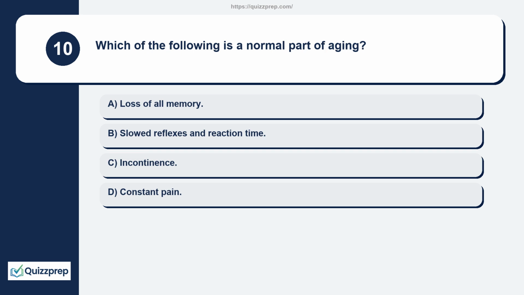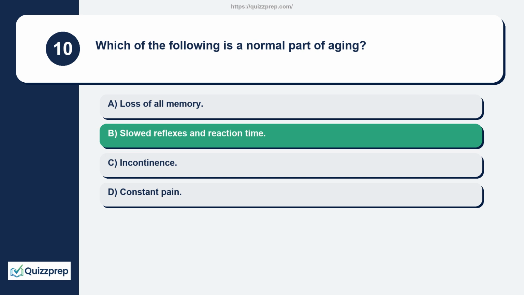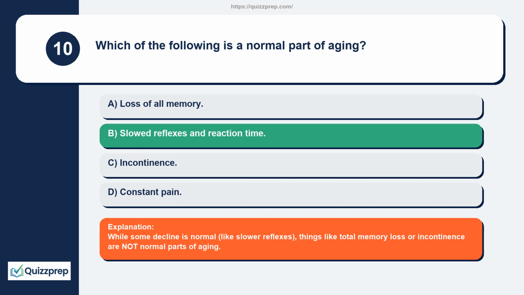Question 10. Which of the following is a normal part of aging? Loss of all memory. Slowed reflexes and reaction time. Incontinence. Constant pain. While some decline is normal, like slower reflexes, things like total memory loss or incontinence are not normal parts of aging.